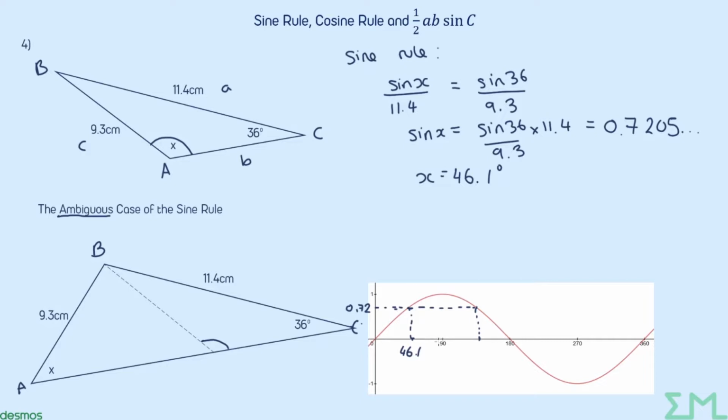So the 0 to 90 degrees part of the sine graph, that relates to all the acute answers. They're the answers that your calculator will always give you. But then there's also an answer that sits in the 90 to 180 degree range. Okay, and this is where the ambiguous case originates from. It's because the sine graph has these two possible solutions. So how do we find this? Well, this is 46.1 degrees up from 0, which means that this value here must be 46.1 degrees down from 180.